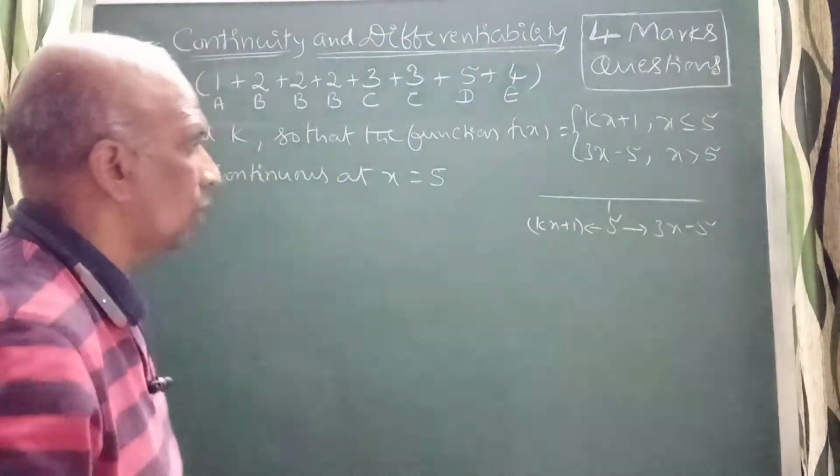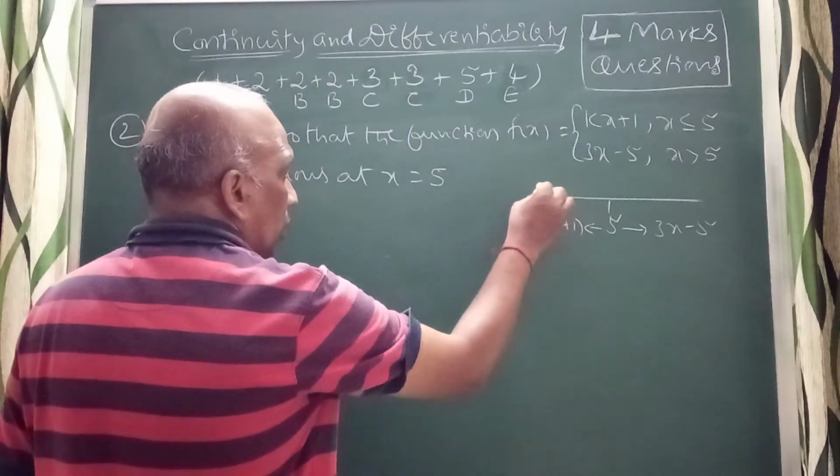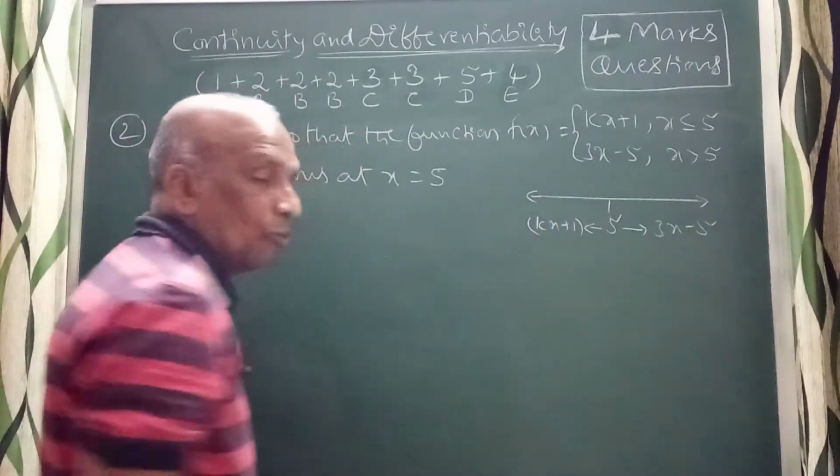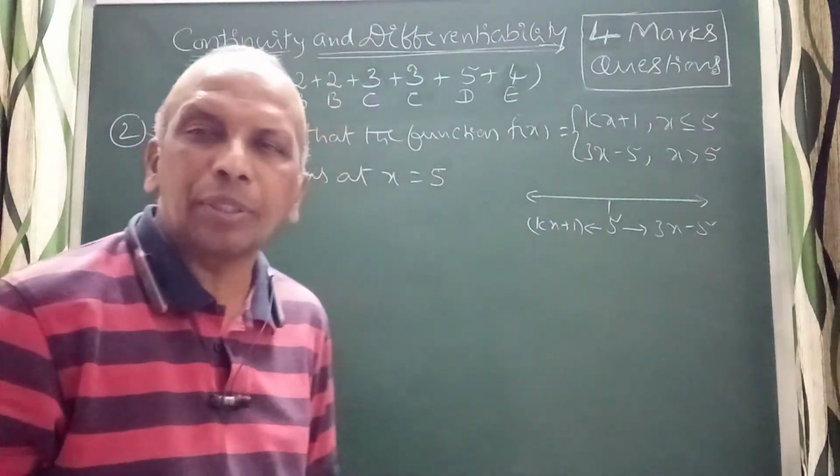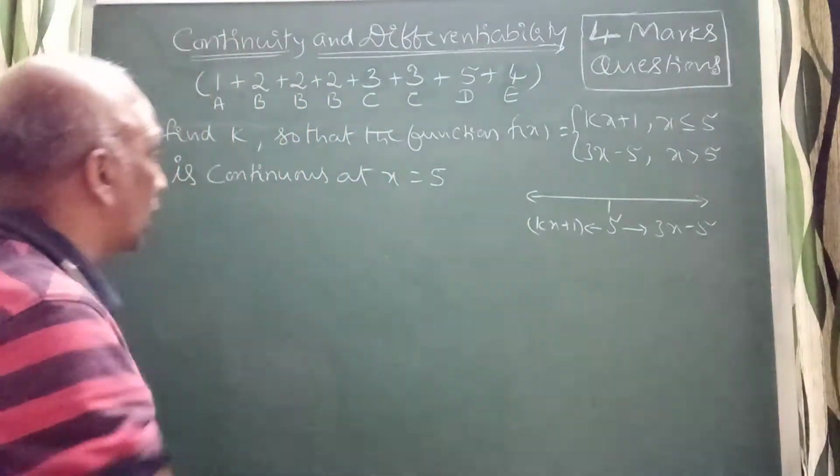Now in that case, what can I do? Observe how to solve this problem. When the function is split at a particular number, then you should think of the left limit and the right limit. I can find those now.